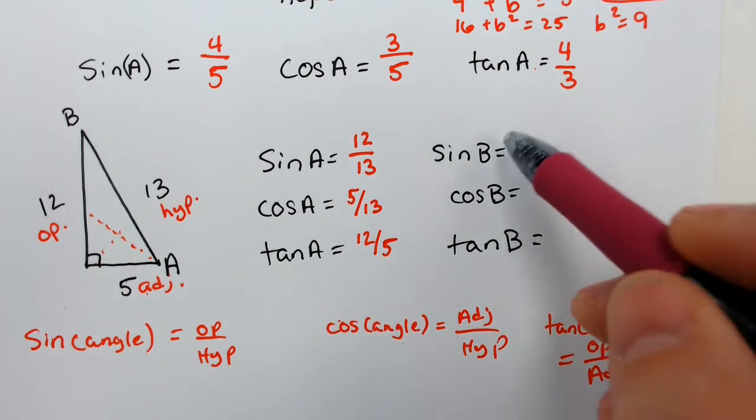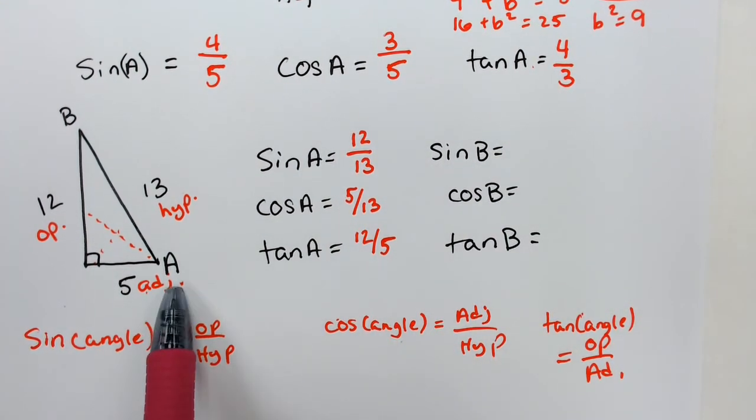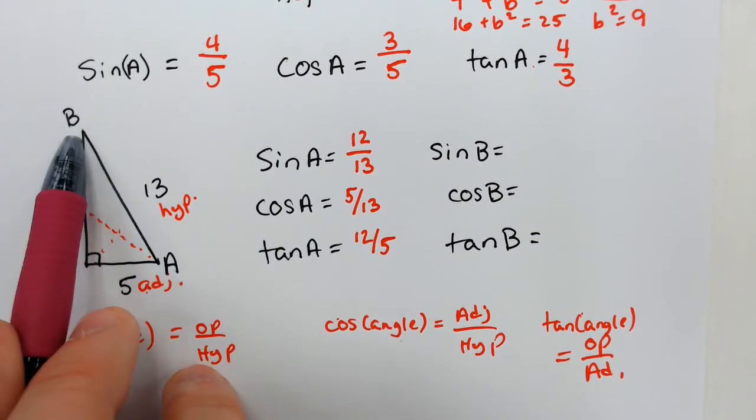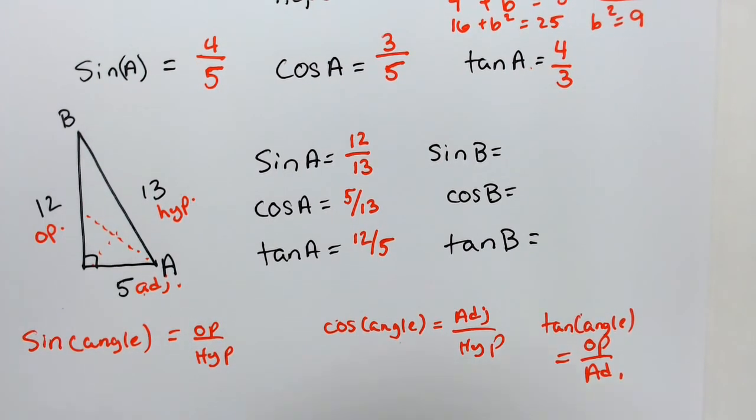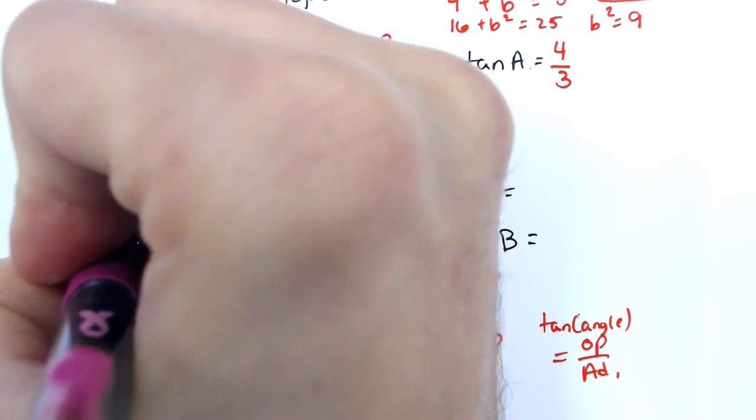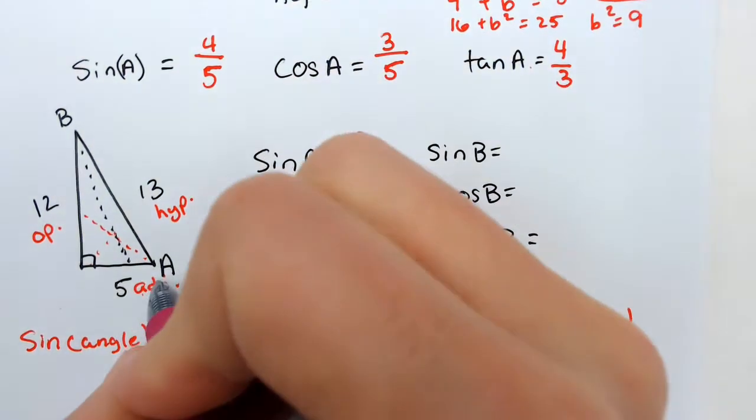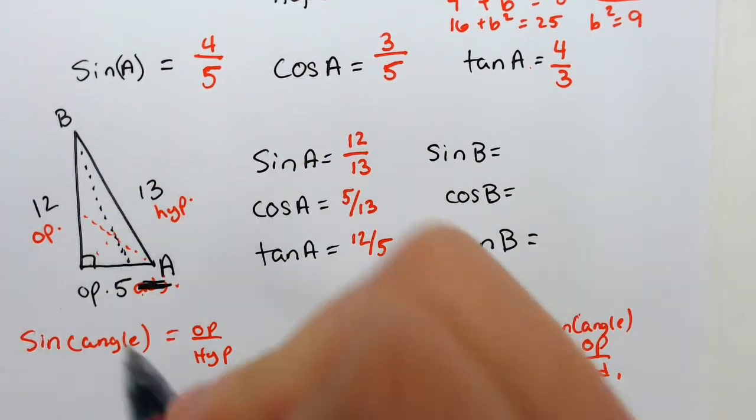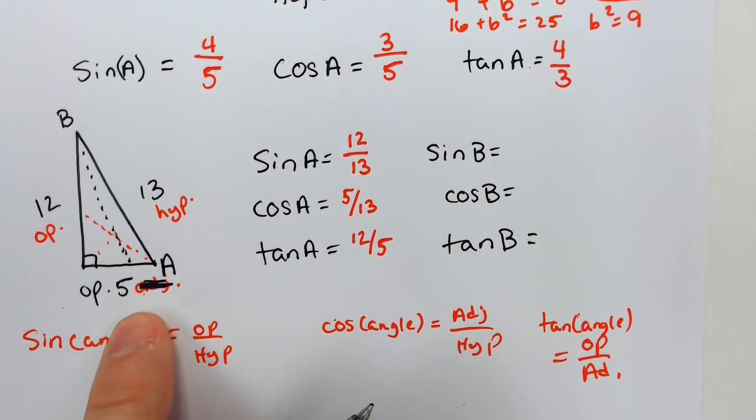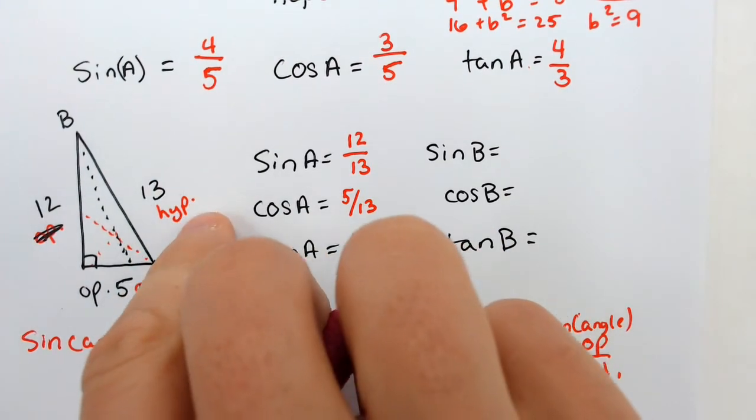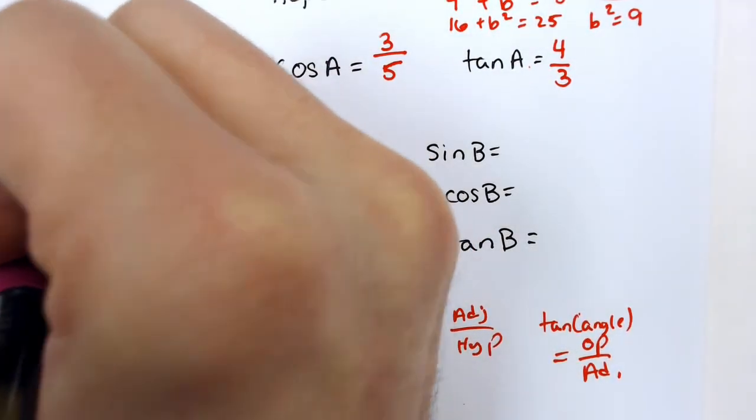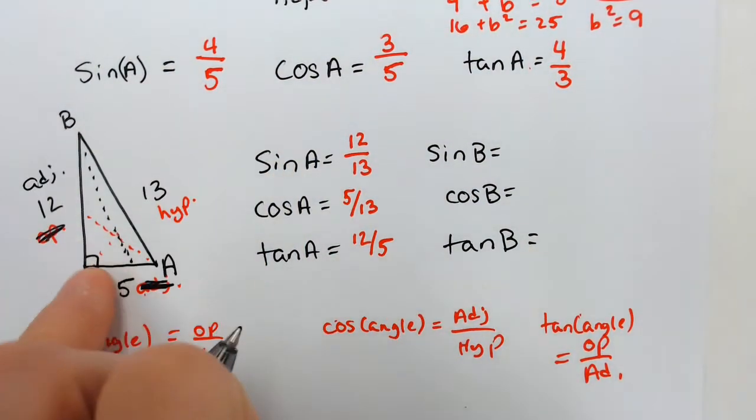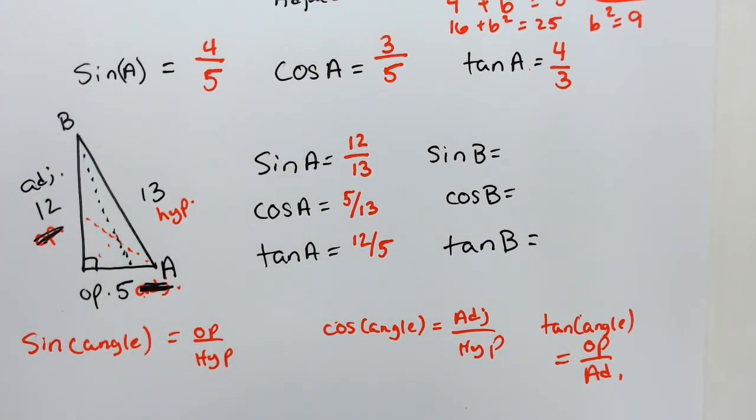Now I want to focus on angle B. Well, if I change from angle A to angle B, then if I go across from angle B, this is going to be my opposite. Because I'm changing my angle of focus, my 5 now becomes my opposite. My hypotenuse remains the same. But my adjacent, the side next to angle B, would be the 12. So when you switch angles, the opposite and adjacent will also switch.